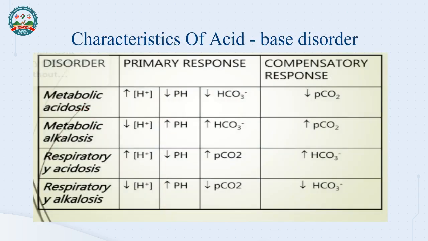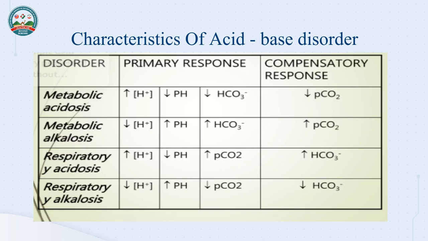This table shows us how the body reacts when there is an acid-base disorder. Metabolic acidosis: pH goes down, HCO3 decreases. The body compensates by lowering PaCO2, breathing faster to blow off CO2. Metabolic alkalosis: pH goes up, HCO3 increases. Compensation is raising PaCO2, slower breathing to keep CO2.